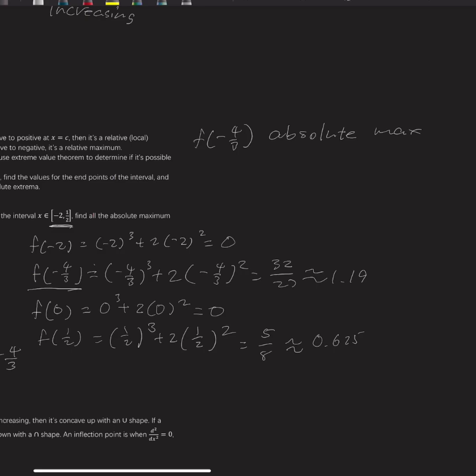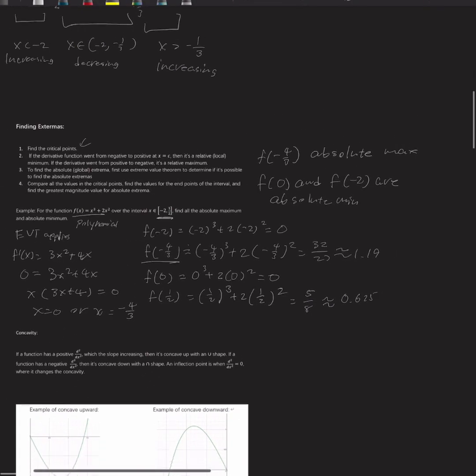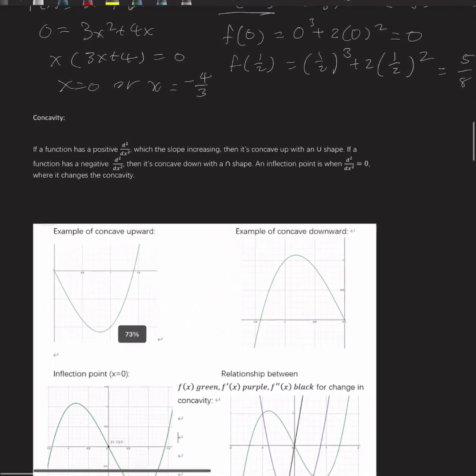And the lowest point is actually f of negative 2 and f of 0. So we can say f of 0 and f of negative 2 are absolute minimum. And now let's look at another concept, concavity.